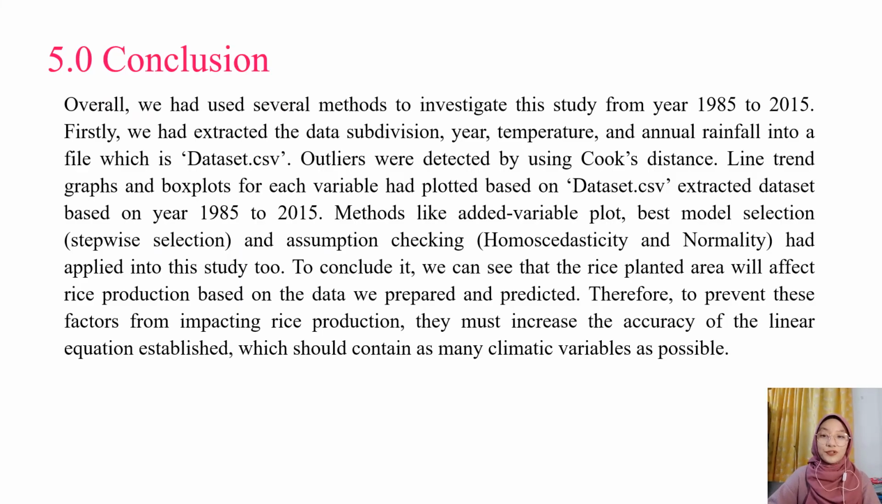Now for the conclusion. Overall, we used several methods to investigate this study from year 1985 to 2015. Firstly, we extracted the data of subdivision, year, temperature, and annual rainfall into a file, which is dataset.csv. Outliers were detected by using Cook's distance, and the line trend graph and box plot for each variable were plotted based on dataset.csv.